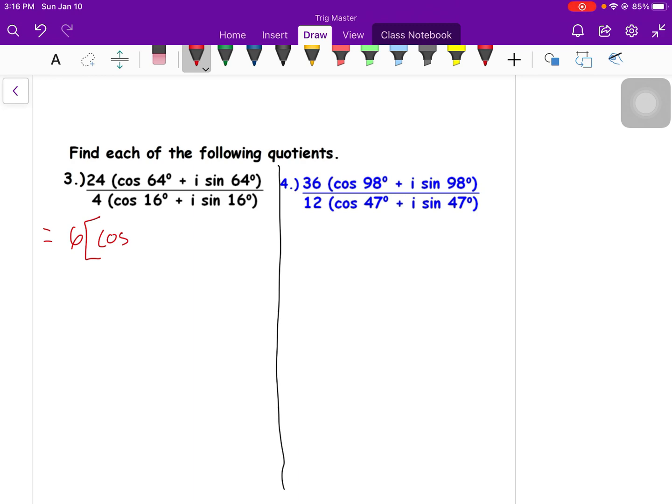Now when I'm doing this, I'm going to relate it kind of to exponent rules. When you divide with the same base, you subtract the exponents. So it's kind of the basic same idea, except they're not exponents. It's the angle measurement inside of cosine and inside of sine.